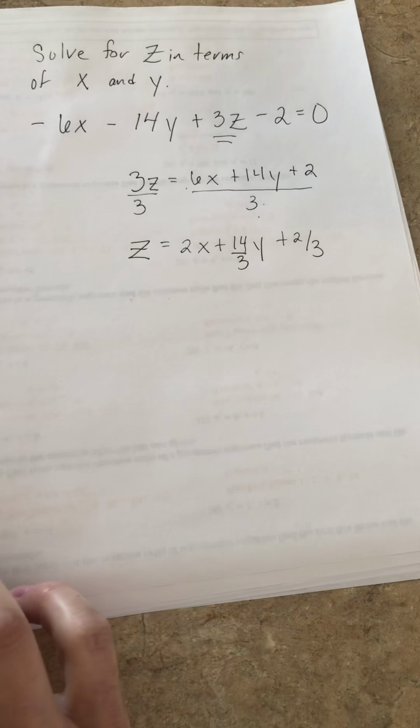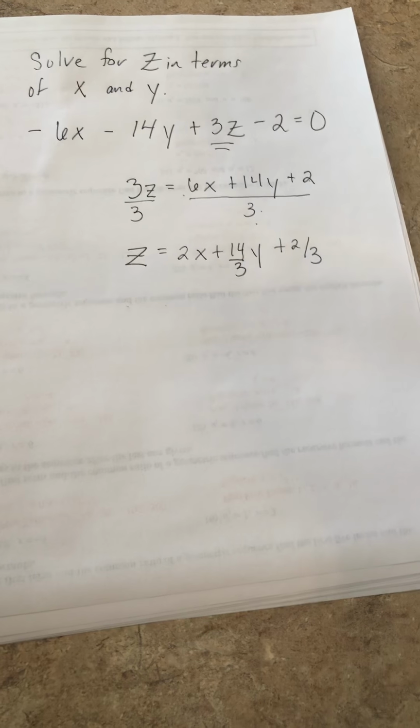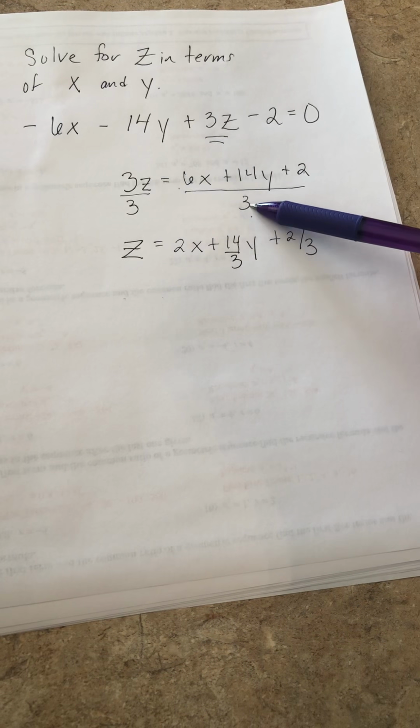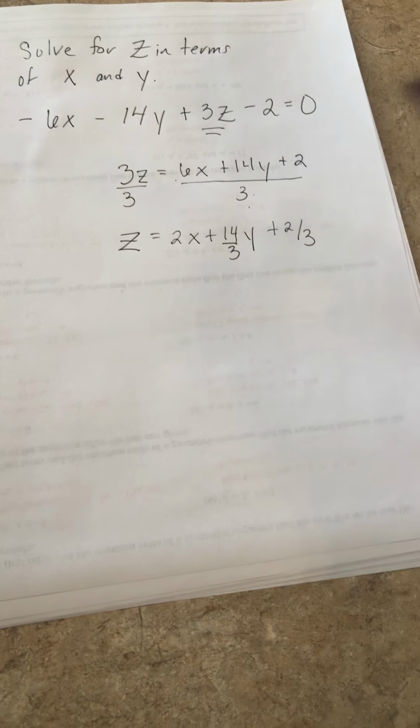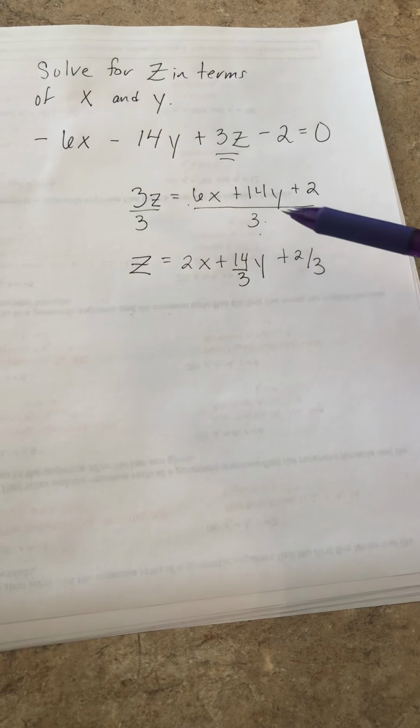I guess the biggest mistake some students might make would be when they go to divide this side by the coefficient on z, that they don't divide all of the terms by that. So some students might come over here and say, well, that's 2, and then they might just say plus 14y plus 2. Make sure all 3 of these are being divided by that constant of 3. All right.